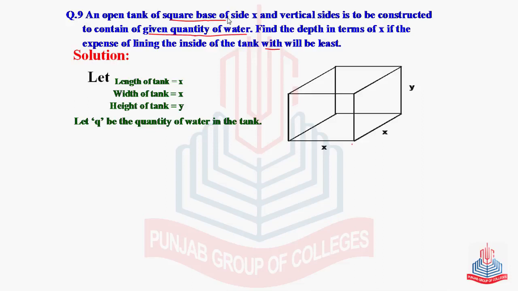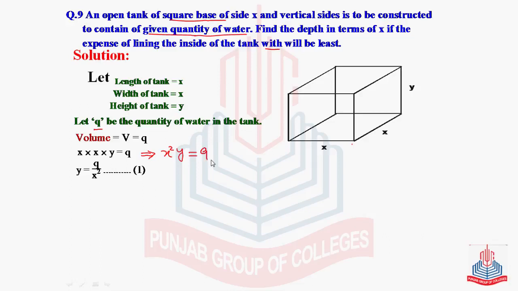Just the similarity with question number 7. The volume there was 4, but here we have Q which is the volume. So volume is given, which is Q, and by formula volume is length, width into height, so that will become x square y is equal to Q. From here y will become Q over x square.